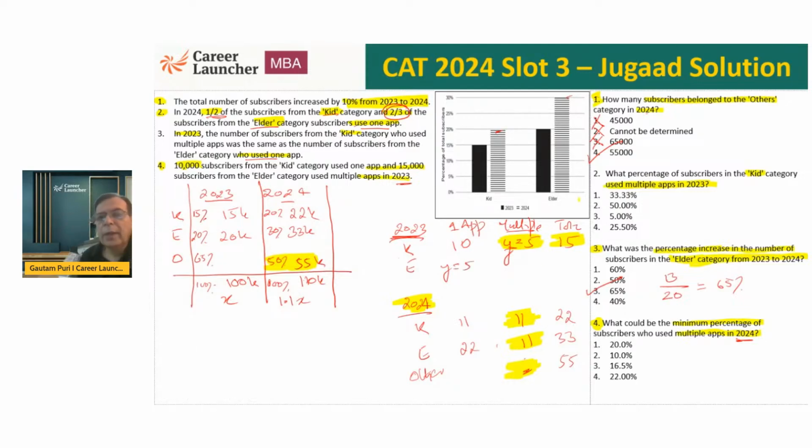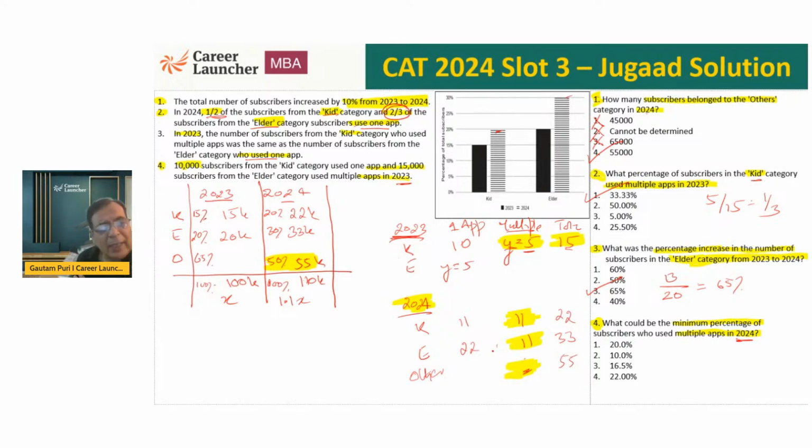What does question 2 say? What percentage of subscribers from the kid category use multiple apps in 23? 5 out of 15. So 5 by 15 is nothing but 1/3, or 33%, of the subscribers use multiple apps in 23. In 2023, 1/3 of the kid category subscribers use multiple apps. One more question done. Last question.